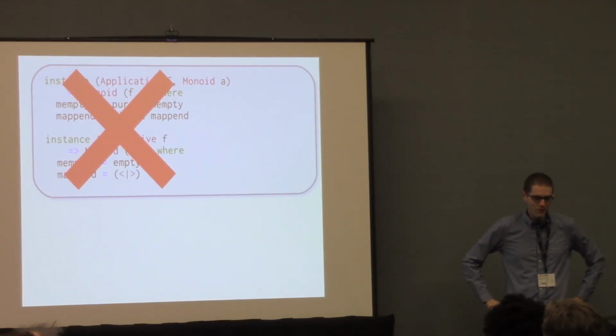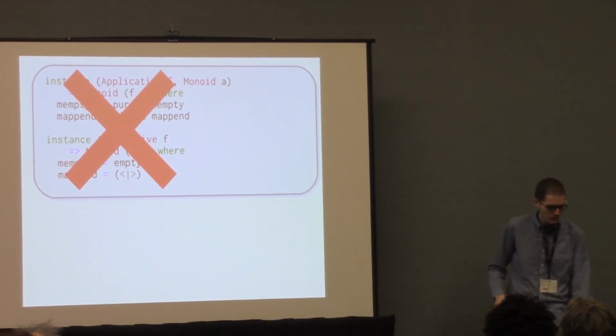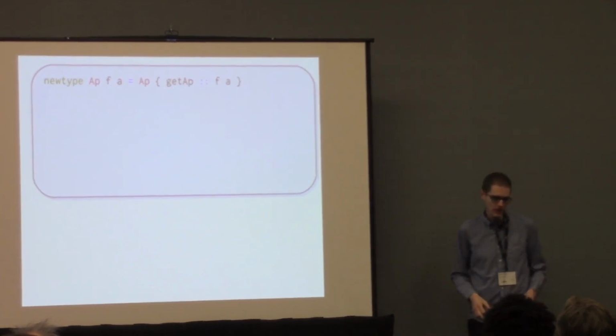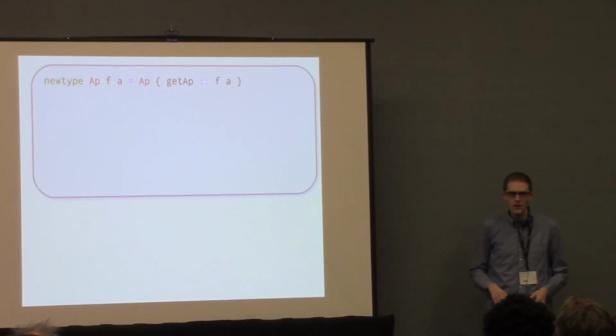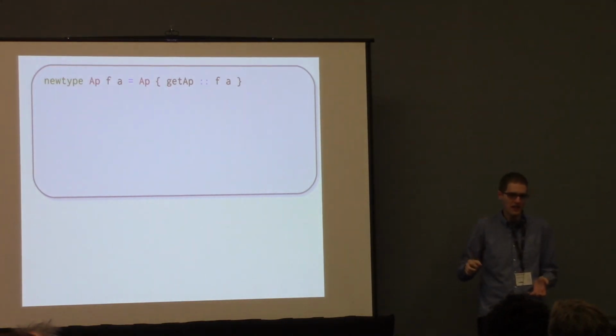So if we want to have nice things, we'll have to get a bit more creative. The usual way forward here to avoid overlap is newtypes. Newtypes are just a convenient way to get something which has the same operational cost at runtime as an underlying type, but give it a different tag that you can attach instances to.